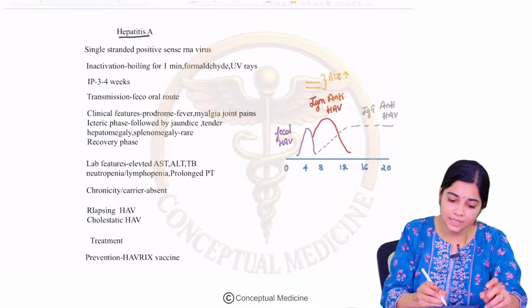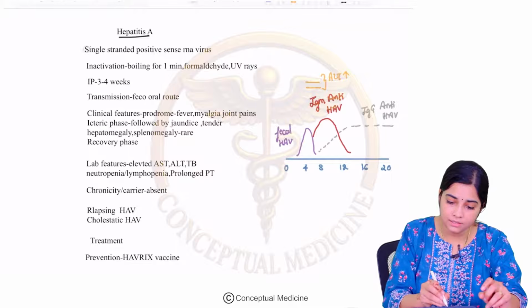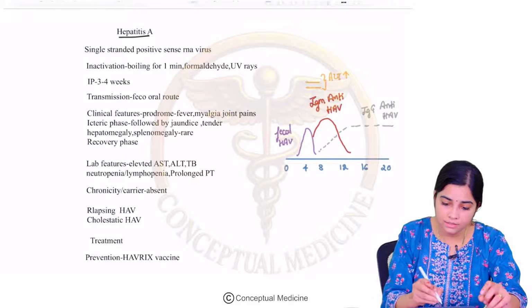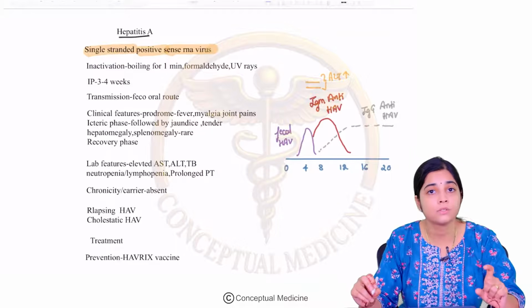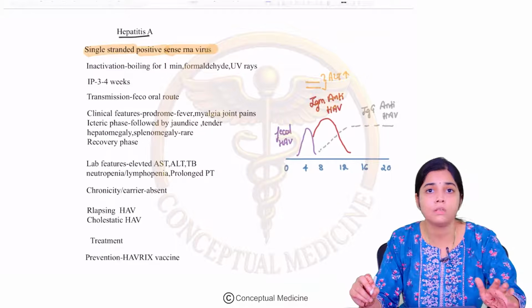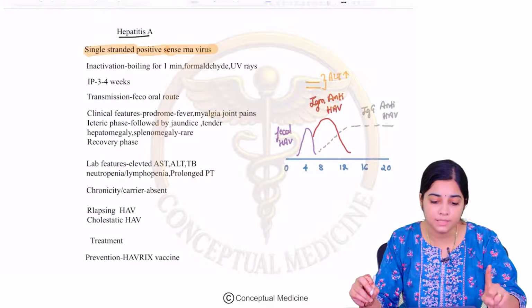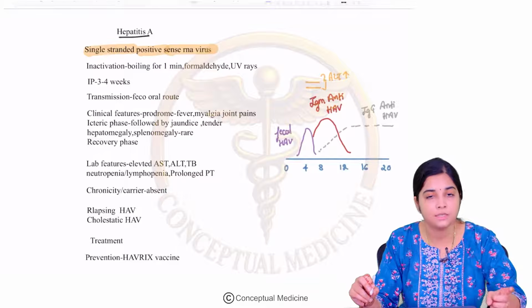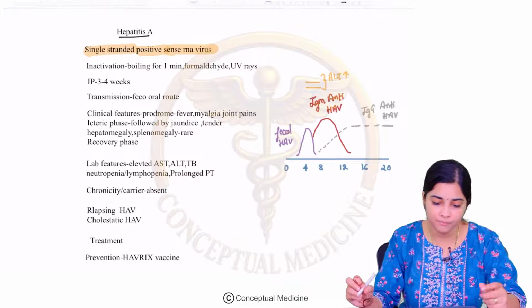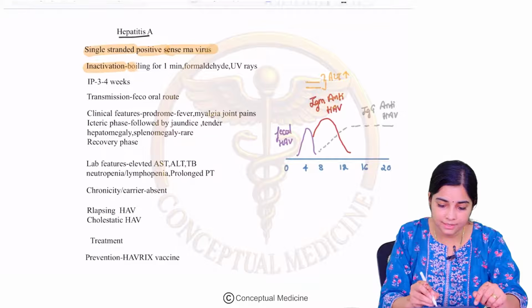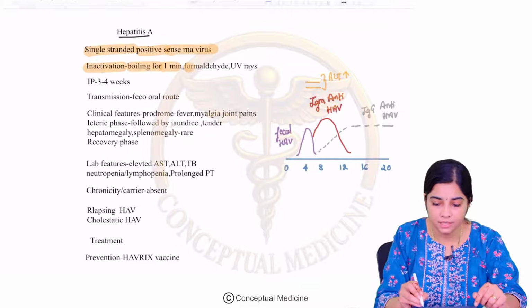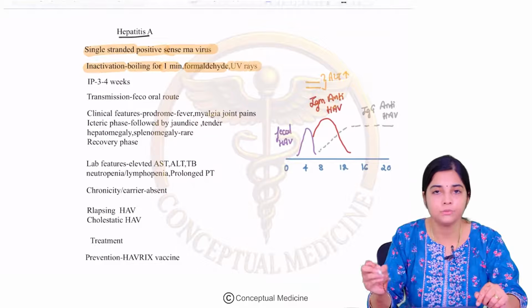The hepatitis A virus is a single-stranded positive sense RNA virus, right? Amongst the hepatitis viruses, almost all are RNA viruses except hepatitis B, which is a DNA virus. So this is a single-stranded positive sense RNA virus. Okay. How is it inactivated? It is inactivated by boiling for 1 minute, use of formaldehyde, or UV rays.